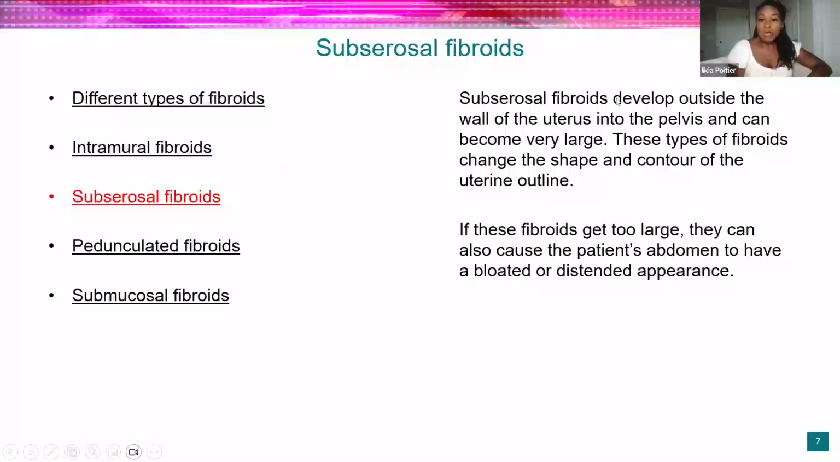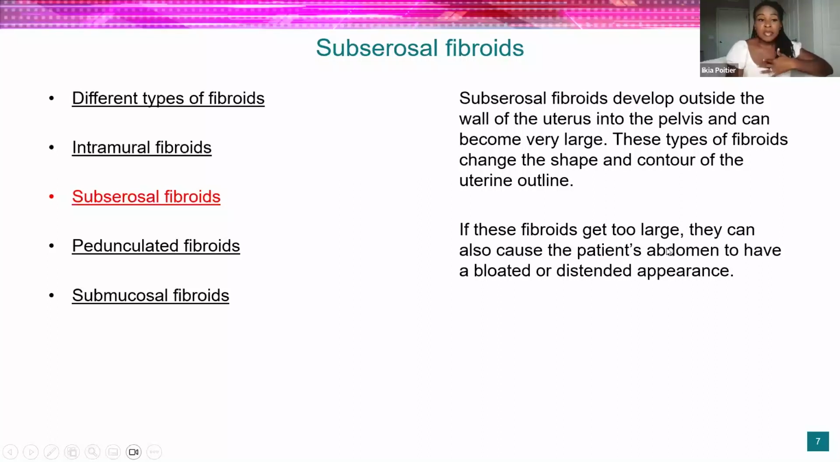Subserosal fibroids develop outside the wall of the uterus into the pelvis and can become very large. These types of fibroids change the shape and contour of the uterine outline. If these fibroids get too large, they can also cause the patient's abdomen to have a bloated or distended appearance.